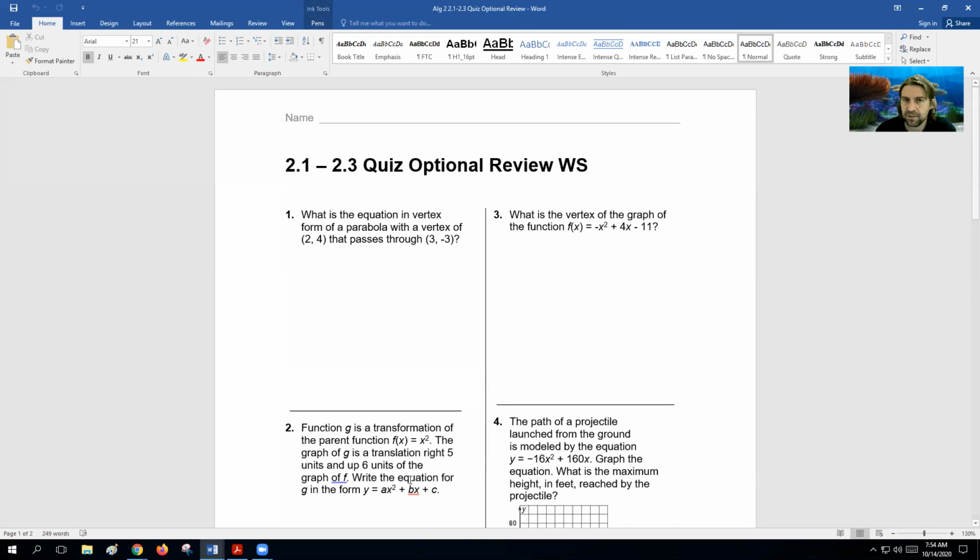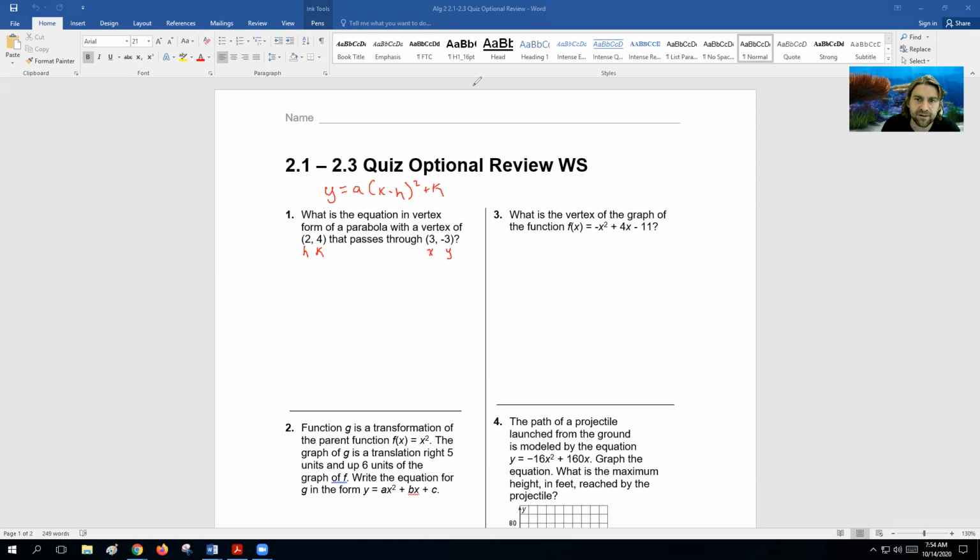So first question here, which will be like the first question on your test, is what is the equation in vertex form of the parabola? So that means we want to do y equals a times (x minus h) squared plus k. That's vertex form. If the vertex is (2, 4), so h is 2, k is 4, and it passes through the point (3, negative 3), so x is 3, y is negative 3.